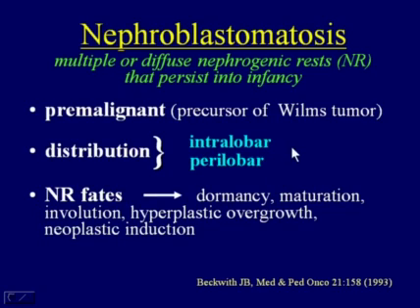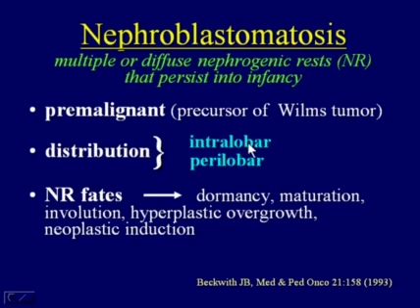Now, the next tumor I'm going to mention is a tumor that we refer to as nephroblastomatosis. What this refers to is when you have multiple or diffuse nephrogenic rests of metanephric renal blastema that persist beyond the fetal life into infancy. And these are pre-malignant lesions, which are known precursors of Wilms tumor.